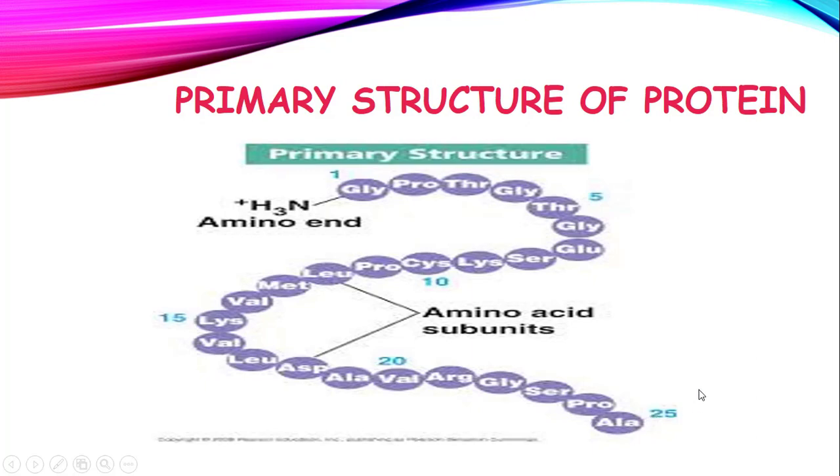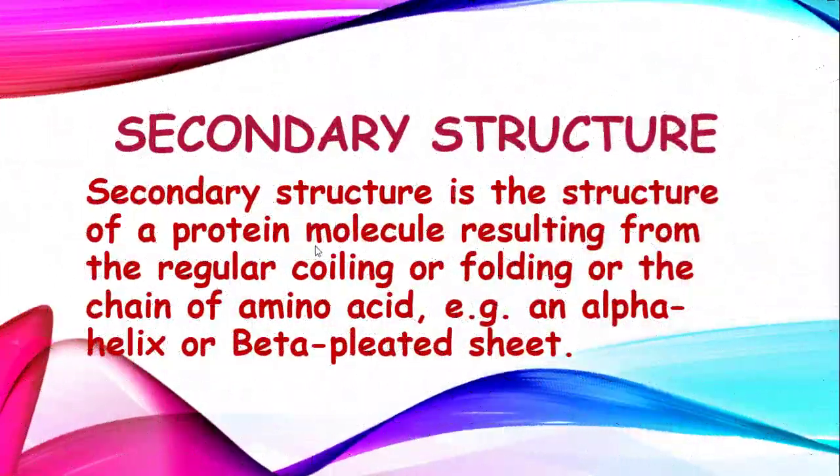Okay, so let's move to the next level, that is called secondary structure. Secondary structure is the structure of a protein molecule resulting from the regular coiling or folding of the chain of amino acids, for example, an alpha helix or beta pleated sheets. So there are two possible secondary structures, number one alpha helix and number two beta pleated sheet. We are going to study both of these structures in the next slide.